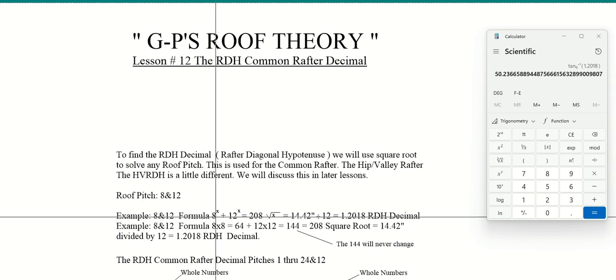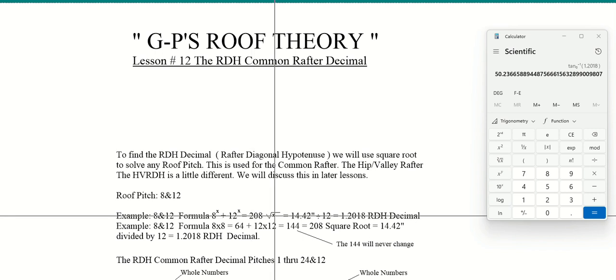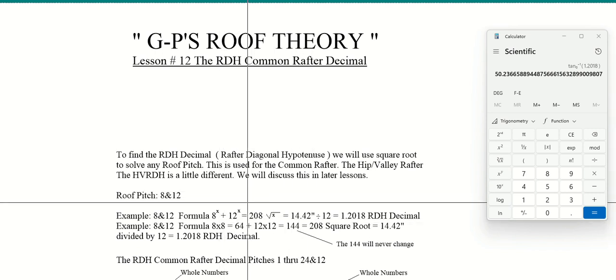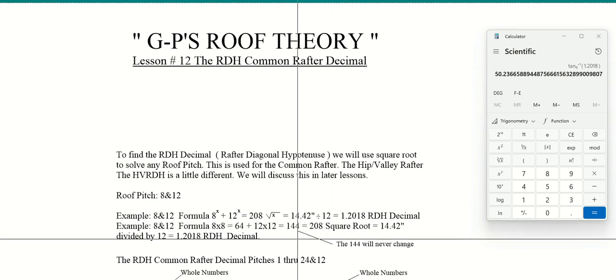The example is 8 squared plus 12 squared equals 208. That's your whole number. Square root equals 14.42 inches for the diagonal of your 8 and 12. Divided by 12 equals 1.2018 RDH decimal.